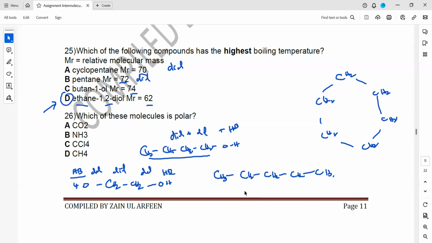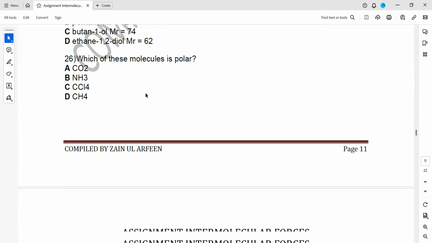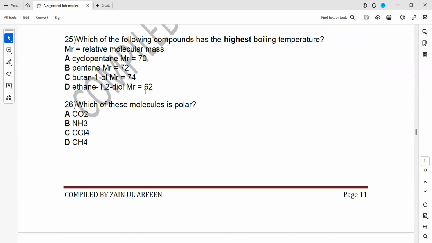So as the number of bonds, like hydrogen bonds, increases, the boiling point will also increase. Then which of these molecules is polar? To be polar, the bonds are polar and the geometry, the structure of the molecule, does not cancel out. When we draw the structure of carbon dioxide, it has a linear structure.